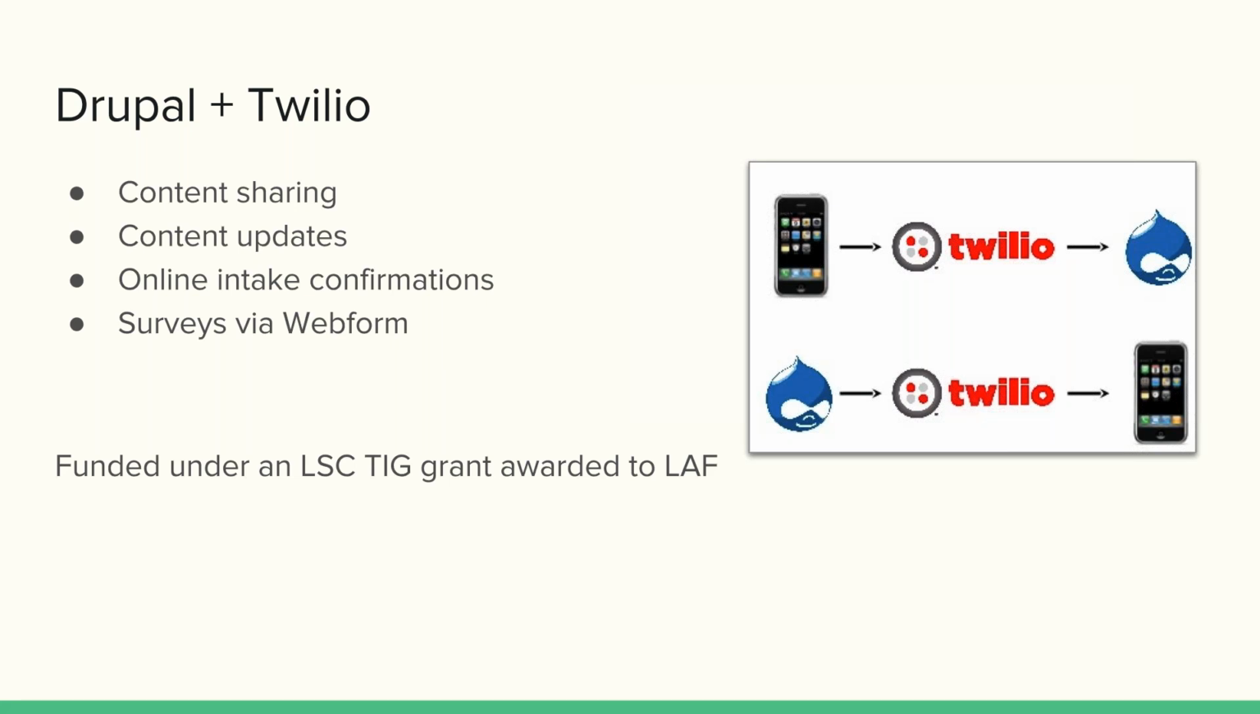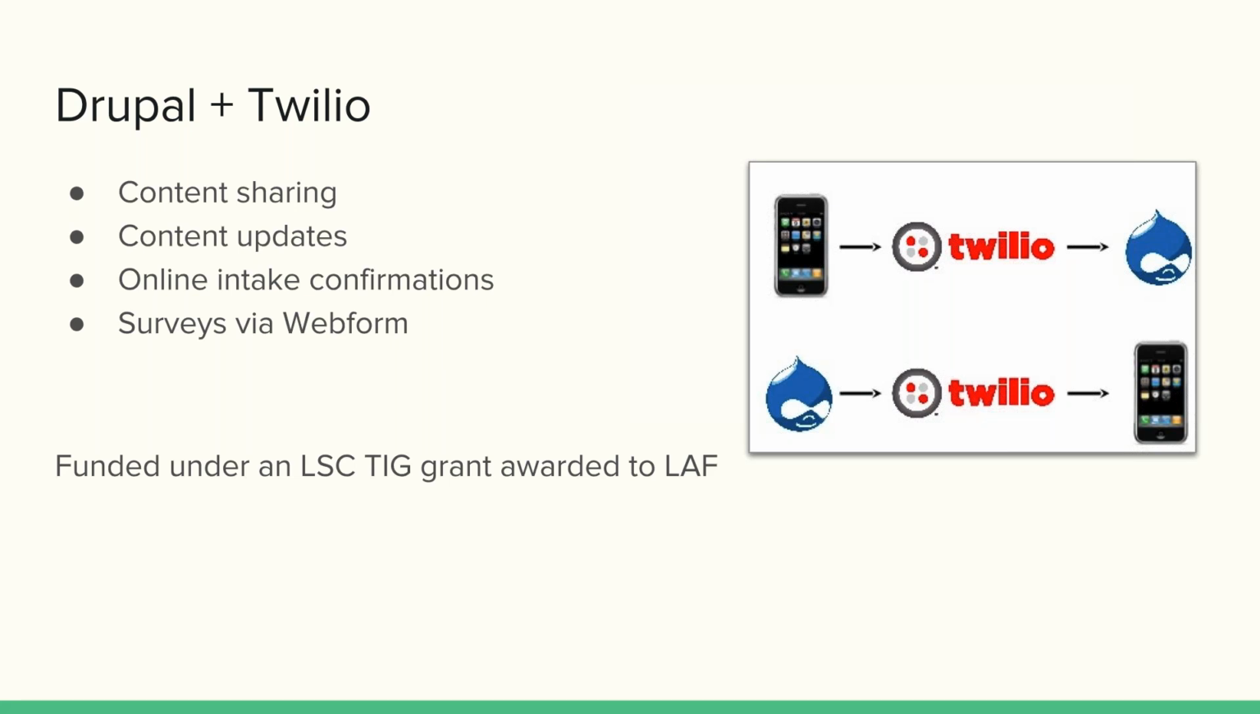So somebody sends a text message, Twilio receives it and passes it over to Drupal. There is a Drupal module for Twilio. So Drupal can look at that and say, okay, this is a Twilio message. Let's look into our custom code and figure out how to reply to it. It sends a message back to Twilio, and Twilio sends it back to the user's handset.